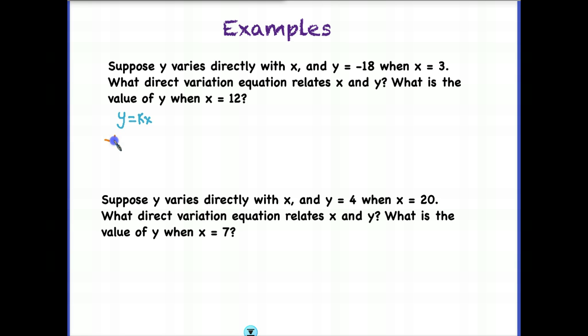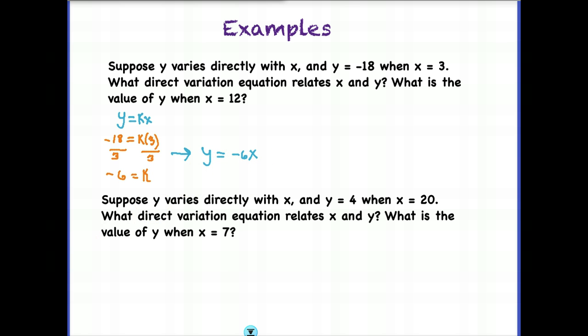Well, y equals negative 18. We don't know k, but we do know x, they say, is 3. What direct variation equation relates x and y? Well, first things first, I need to solve for k, so I'm going to divide both sides by 3. And I would get negative 6 for k. So if I'm writing my direct variation equation from all this, I would get y equals negative 6x. Really nice and simple. I have nothing over here, and there's my equation.